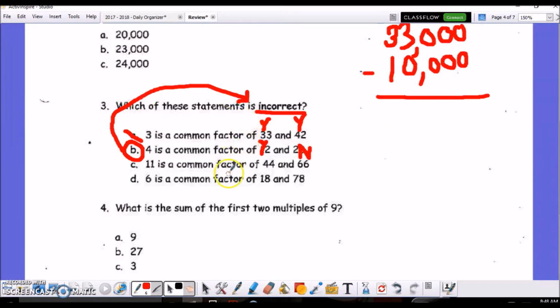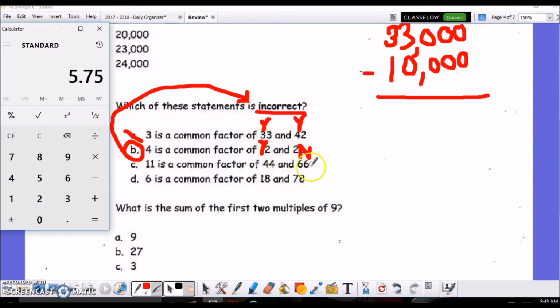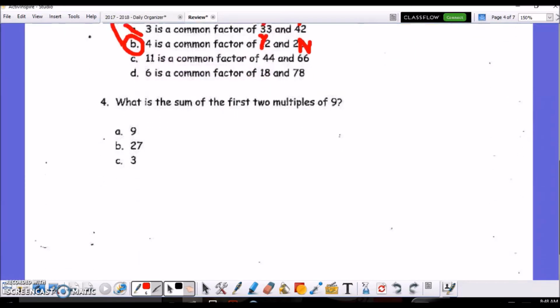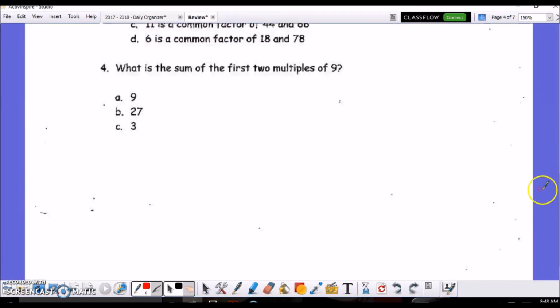In fact, I challenge you to check C and D. 11 is a factor of 44 and 66, and 6 is a factor of 18 and 78. How did I know? I checked the larger numbers for divisibility by dividing them by the number I'm checking for factors. You'll do that for all the problems on the back as well.